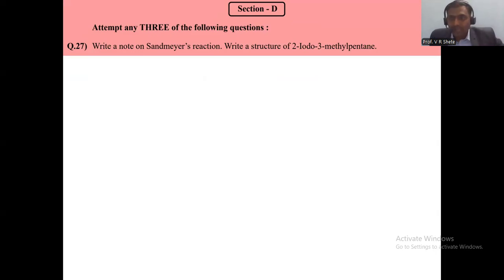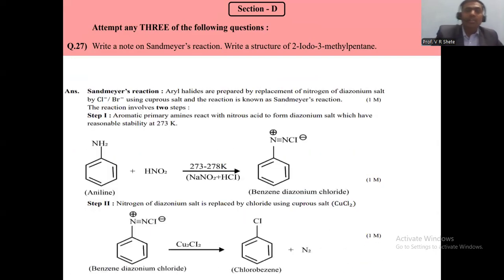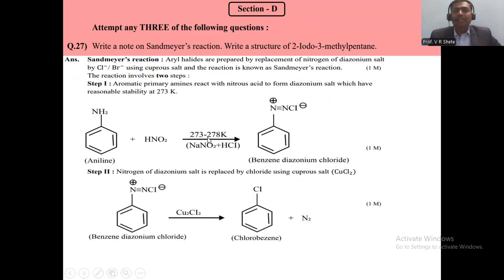So Sandmeyer reaction on aniline. Generally, diazotization reaction is called Sandmeyer reaction, where aniline is reacted with diazotizing mixture, that is NaNO2 in HCl at 273 to 278 Kelvin, that is 0 to 5 degrees Celsius. You will get diazotized product which will be reacted with cuprous chloride, cupric chloride, cupric bromide, or potassium iodide. You will get chlorobenzene, bromobenzene, or iodobenzene as a product. And the reaction is called Sandmeyer reaction.